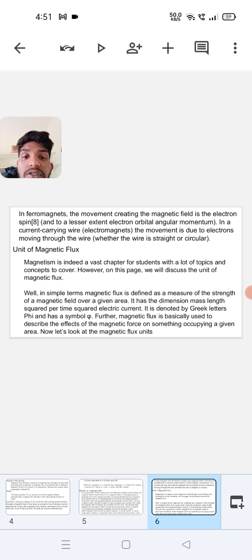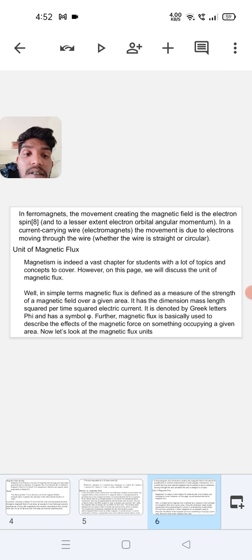Unit of magnetic flux. Magnetism is a vast chapter for students with a lot of topics and concepts to cover. However, on this page we will discuss the unit of magnetic flux. In simple terms, magnetic flux is defined as a measure of the strength of a magnetic field over a given area. It has the dimensions mass length squared per time squared electric current.